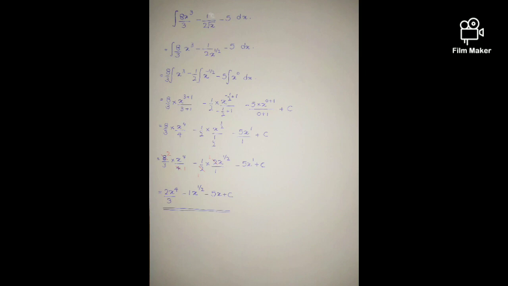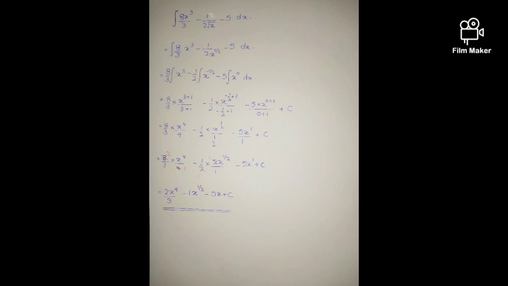The integration of x to the power n is x to the power n plus 1 over n plus 1, and this integration turns into 8 over 3 times x to the power 3 plus 1 over 3 plus 1, minus half times x to the power minus half plus 1. Don't forget about this: minus half divided by minus half plus 1, and minus 5 times x to the power 0 plus 1 over 0 plus 1. You have to add a constant c at the end. We will discuss this matter later in future questions.